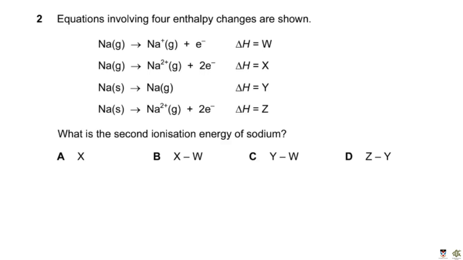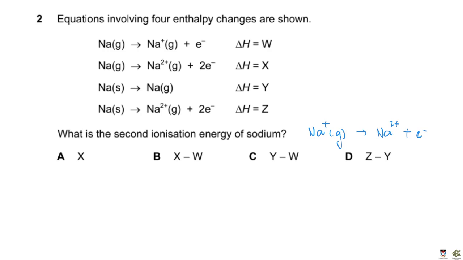Equations involving four enthalpy changes are shown. What is the second ionization energy of sodium? If you had to write it as an equation, it would be the removal of 1 mole of electrons from 1 mole of sodium 1 plus ions. These ions must be in the gas phase, and when we remove another electron from that sodium ion, we would form an Na2+ ion plus another electron.